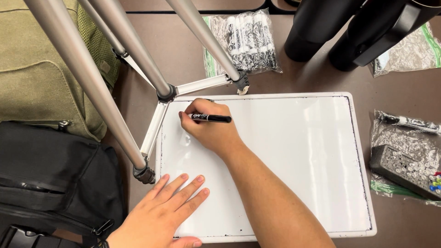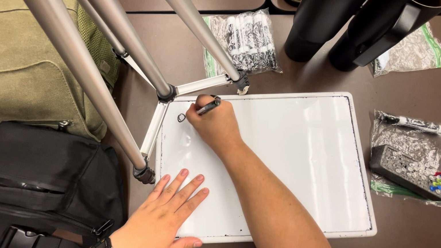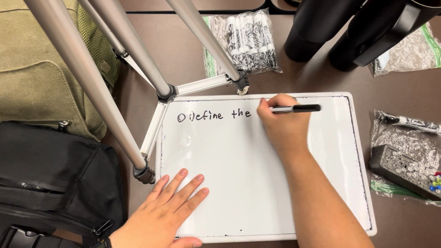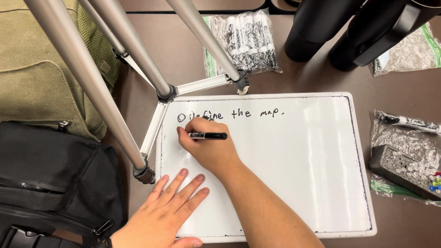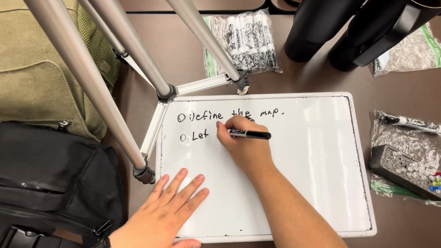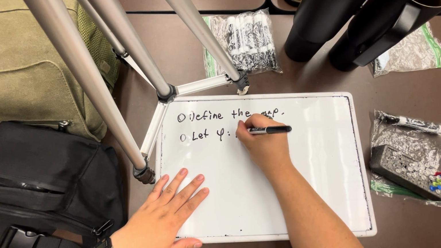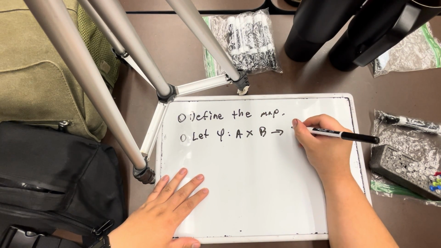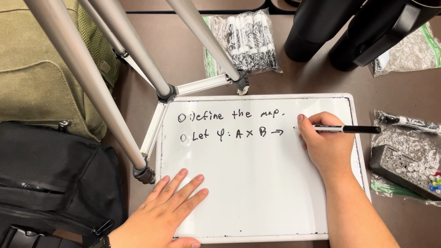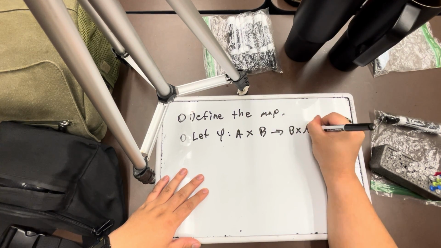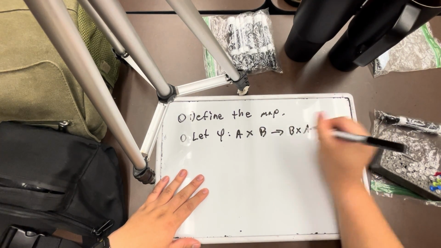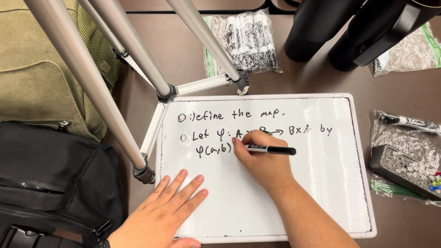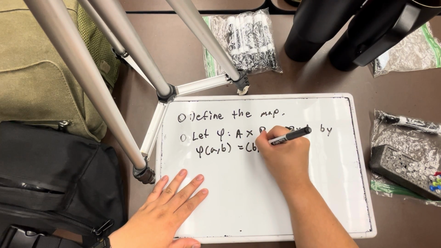Okay, so first off, let's define the map. So let's let phi, give up on the pronunciation, be the map from A cross B to B cross A by phi of (a, b) equal to (b, a).